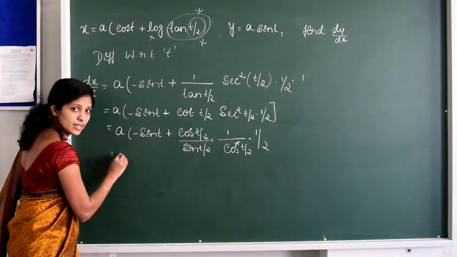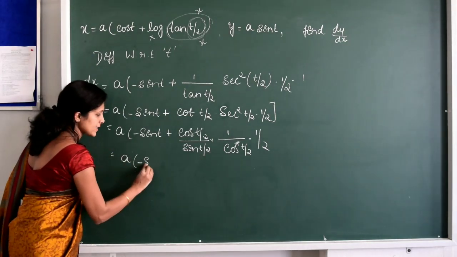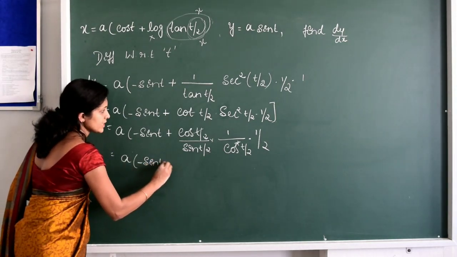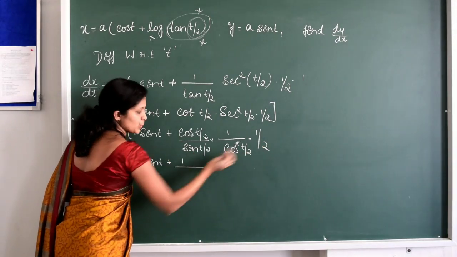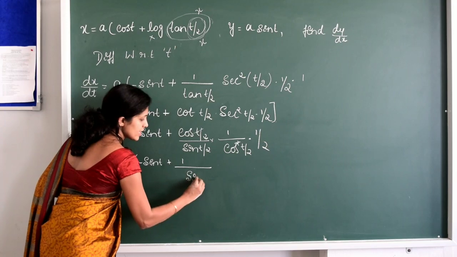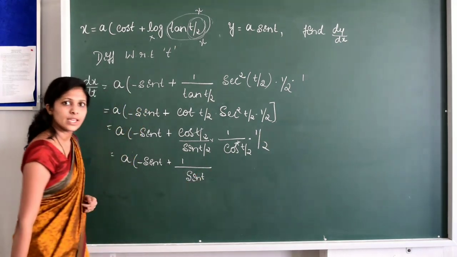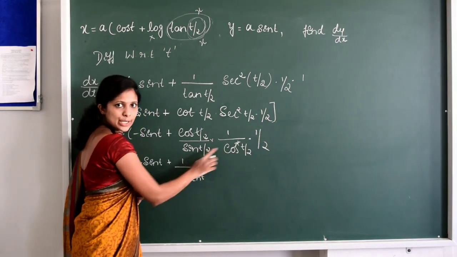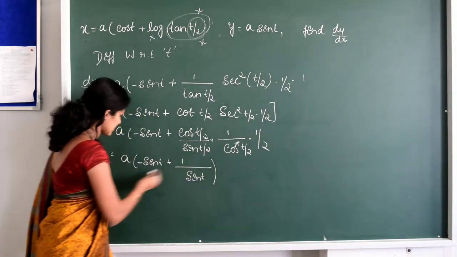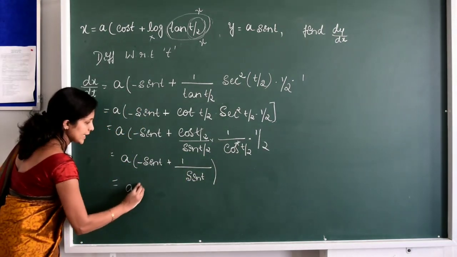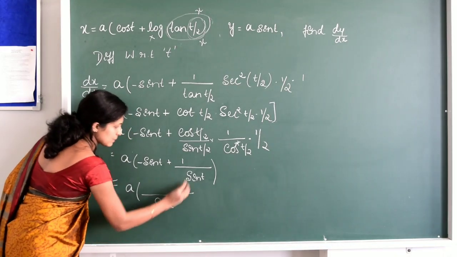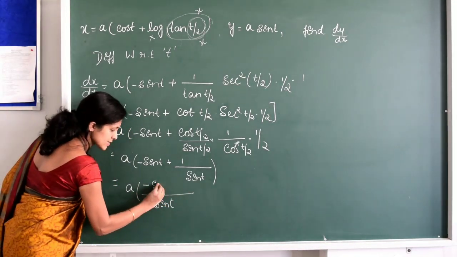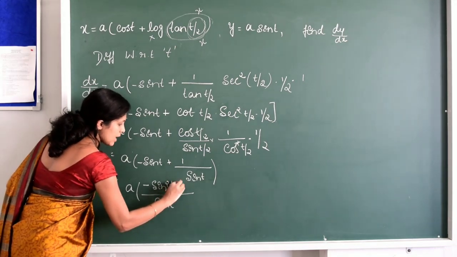What is remaining here? This is equal to a into minus sin t plus 1 divided by sin t by 2, cos t by 2, and 2. I can write that as sin t. This is the formula for sin t. Is it clear? Sin t will be 2 sin t by 2 into cos t by 2. So we will take the LCM. LCM is sin t, so a into minus sin square t plus 1.